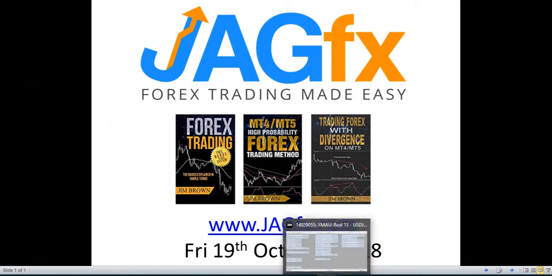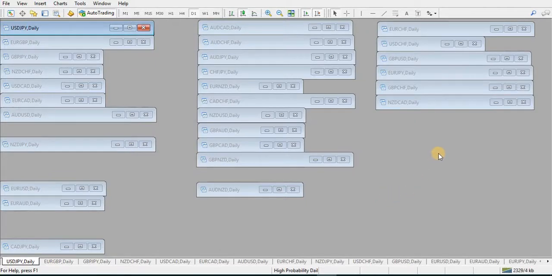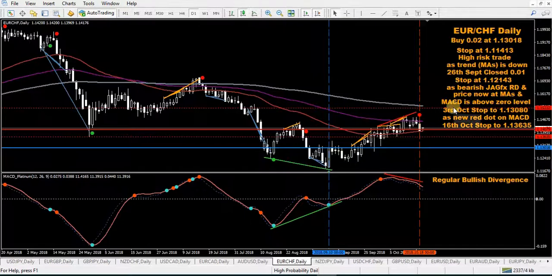Let's have a look at the charts. There's a bit of action this morning. We'll start with the high probability daily charts. We'll go to the Euro Swiss first.